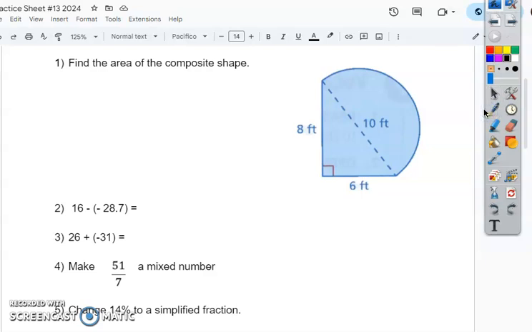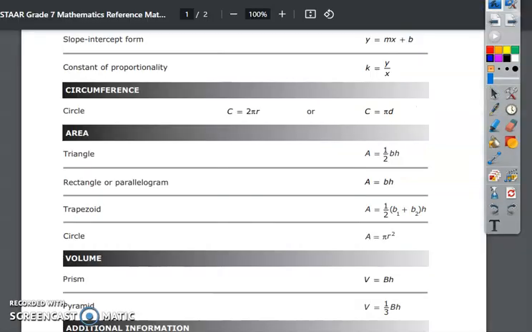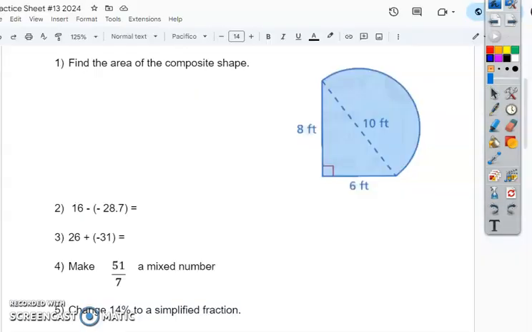Hey everyone, we are working on practice sheet number 13, and this says find the area of the composite shape. So as you know, we should have our formula chart out. We're going to break up our shapes. I see a right triangle, and I see a semicircle. I'm going to put my numbers. I see a 6, an 8, and a 10.